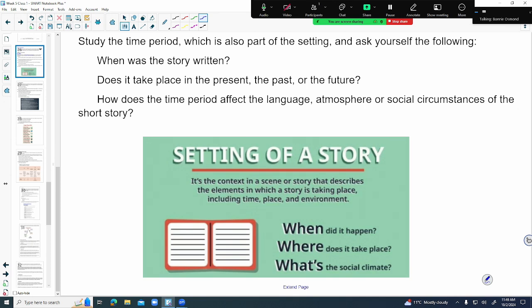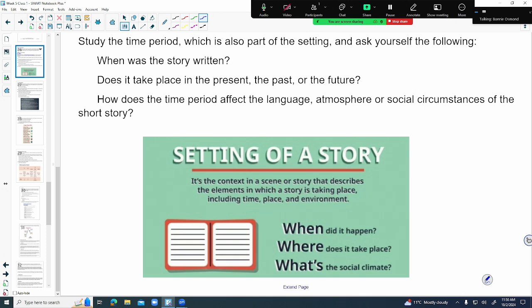So it's the context in the scene or the story that describes the elements in which a story is taking place, including time, place, and environment. So again, when did it happen? Where does it take place? What's the social climate? For example, anybody who's watching Bridgerton, obviously upper class, rich people, spoiled rich people type thing. If you're watching Harry Potter, it's fantasy, it takes place in a fantastical world type thing. So those are the things that you have to think about, and if the setting is important to the story.